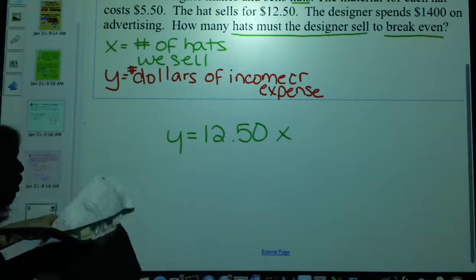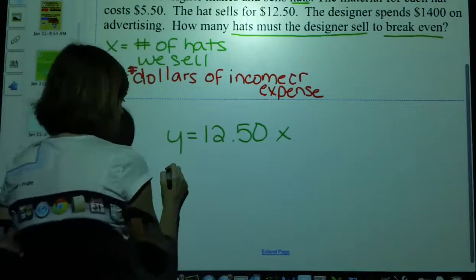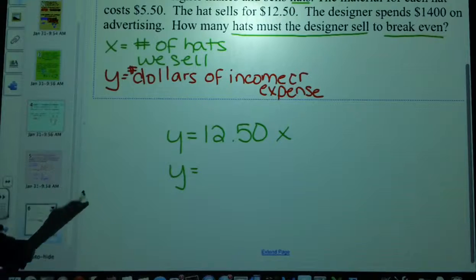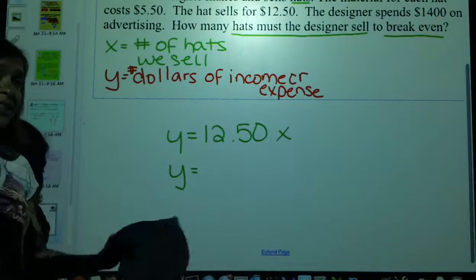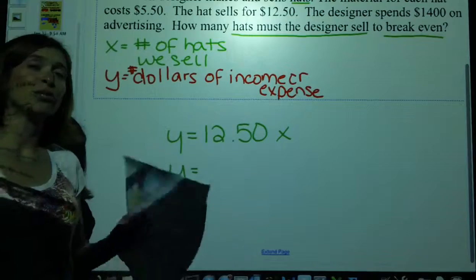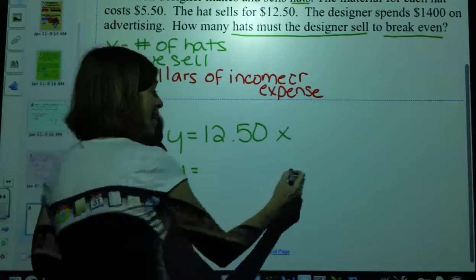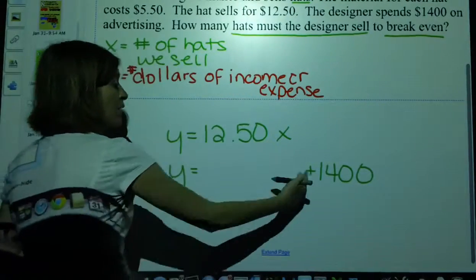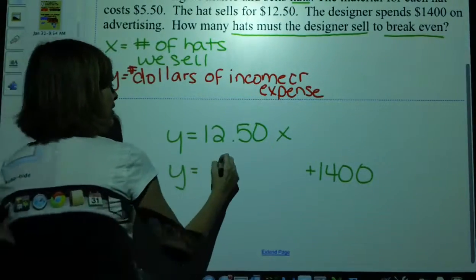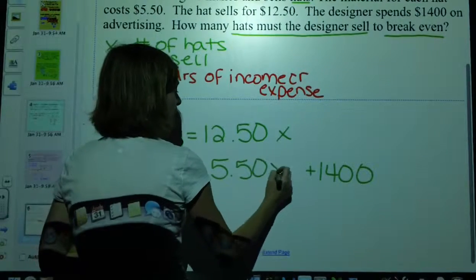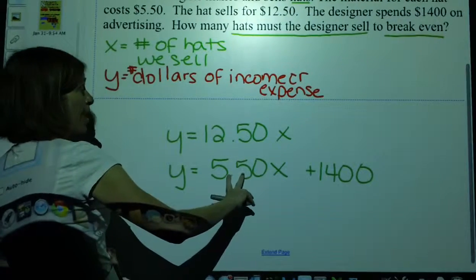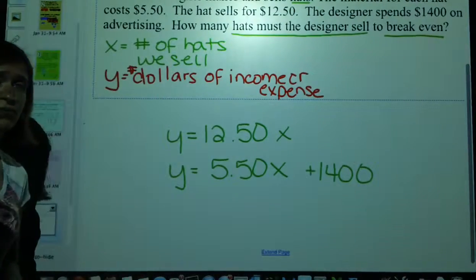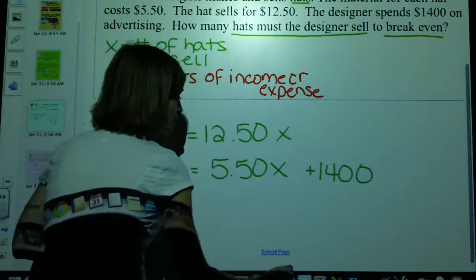So our expenses, it costs $5.50 to make the hat, okay? And I spent $1,400 on advertising, so that's not changing. Remember when we wrote those average rate of change questions, that the thing that doesn't change, or the starting value, is your y-intercept. So plus 1,400 and then 5.50 times x. So the amount I have to pay to make the hat times the number of hats plus that $1,400 that I have.